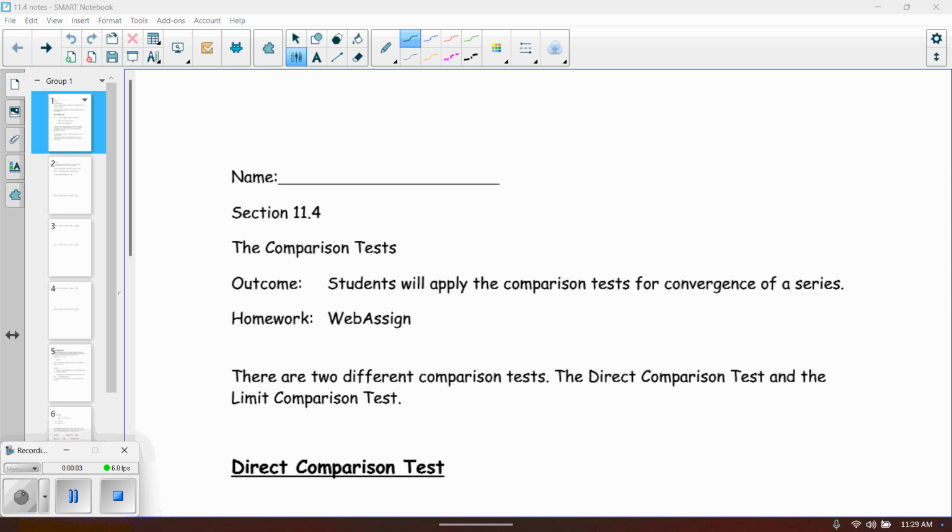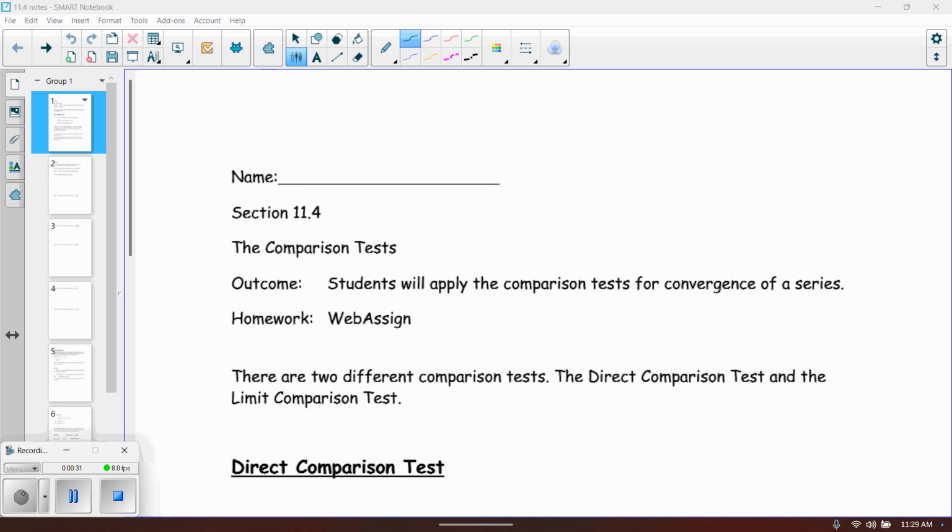All right, so this is section 11.4. We're continuing on with our tests for convergence and divergence, and this specific section is called the comparison tests, and it's plural because there's two different kinds of comparison tests that we're going to talk about. In the first video here, we'll talk about the direct comparison test and how to apply that one, and then the second video, we're going to talk about the limit comparison test and how to apply that one.